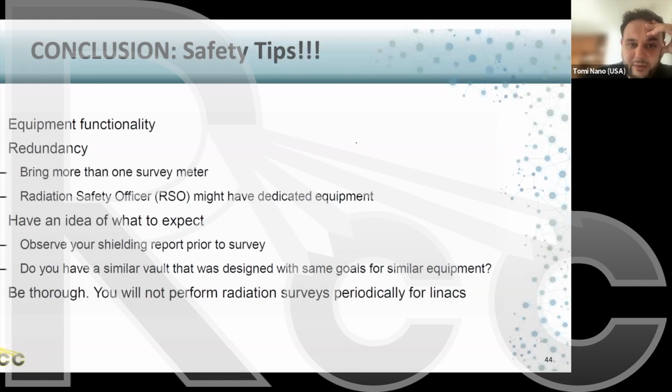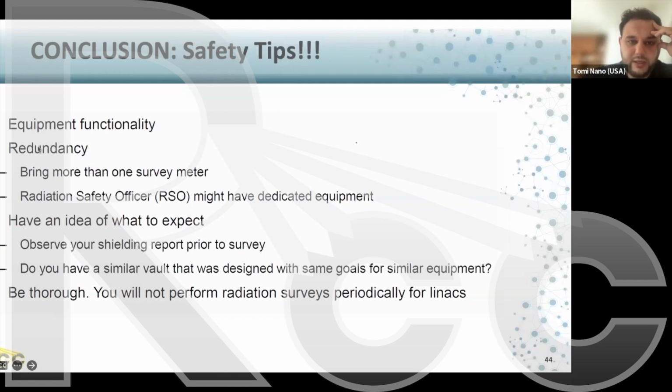But in conclusion, I would just like to emphasize safety tips, which I think are important for Linac surveys. Something that's important is equipment functionality. By this equipment, I don't mean the linear accelerator, but our survey meters. It is recommended that any survey meter is calibrated or cross-calibrated at least once a year. It's really important to at least have confidence that your equipment is functioning properly. So I think that's really important.